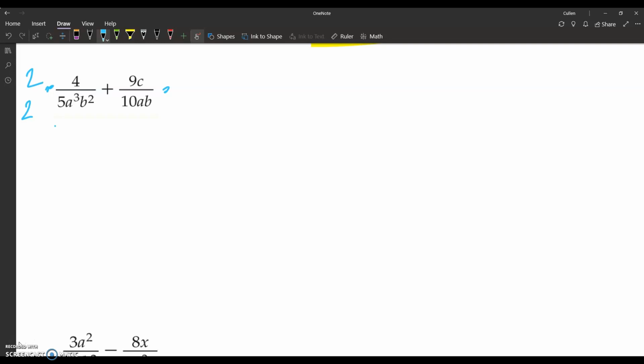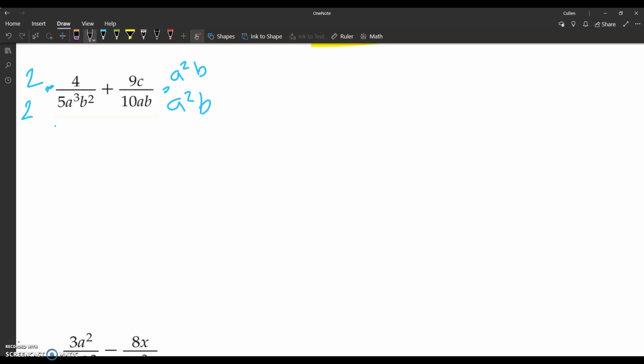I'm going to get 10 on the left side also. But there's only one a there, so I need to multiply by an a squared to give me 3 a's. And there's only one b there, so I need to multiply by 1 b to get my b to the third. So I'm going to multiply the top and bottom on the right fraction by a squared b.